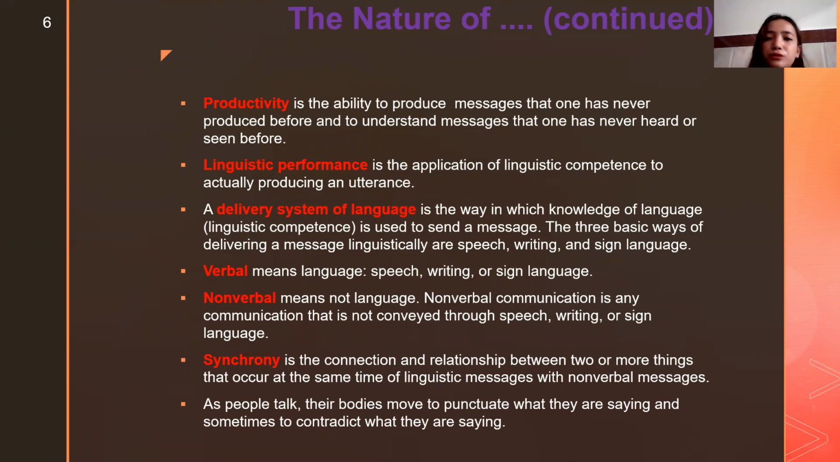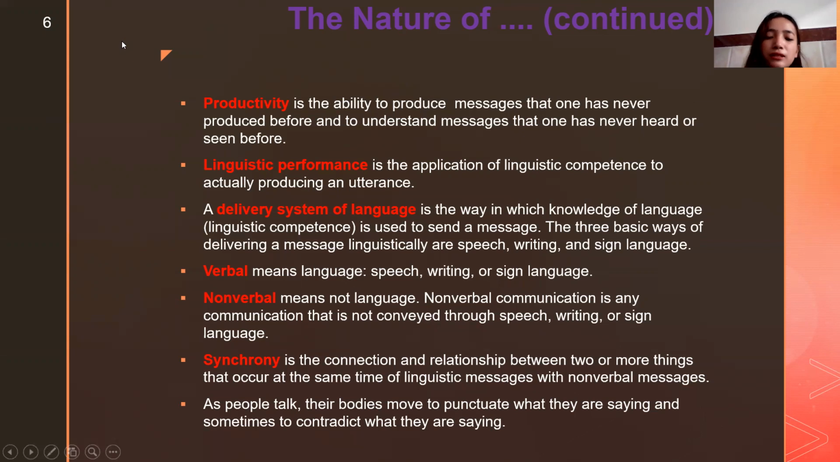Productivity is the ability to produce messages that one has never produced before and to understand messages that one has never heard or seen before. Linguistic performance is the application of linguistic competence to actually producing an utterance. A delivery system of a language is a way in which the knowledge of language is used to send a message. The three basic ways of delivering a message linguistically are speech, writing, and sign language. Verbal means language: speech, writing, or sign language. Non-verbal means not language. Non-verbal communication is any communication that is not conveyed through speech, writing, or sign language.